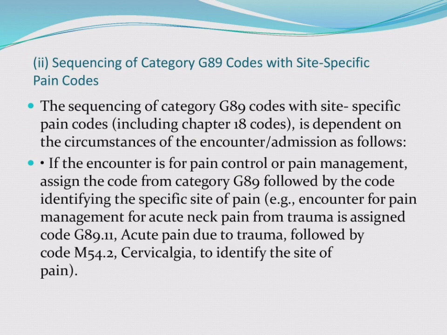ii. Sequencing of category G89 codes with site-specific pain codes. The sequencing of category G89 codes with site-specific pain codes, including Chapter 18 codes, is dependent on the circumstances of the encounter, admission as follows. If the encounter is for pain control or pain management, assign the code from category G89 followed by the code identifying the specific site of pain, e.g., encounter for pain management for acute neck pain from trauma is assigned code G89.11, acute pain due to trauma, followed by code M54.2, cervicalgia, to identify the site of pain.